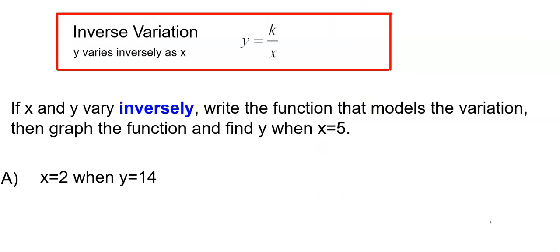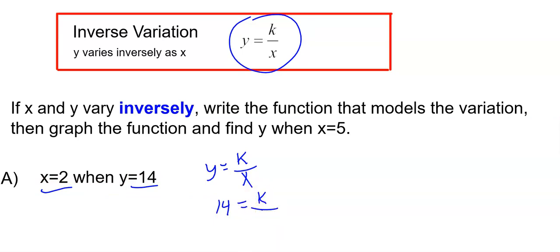Okay, so this is mostly just plugging in. It says, use this equation. We've got these numbers here. So y equals k over x. What could we do with our x value and our y value here? We're going to plug them in. 14 equals k divided by 2. We're going to multiply by 2 because it said it varies inversely, so there's inverse variation. So times 2, we get k equals 28.